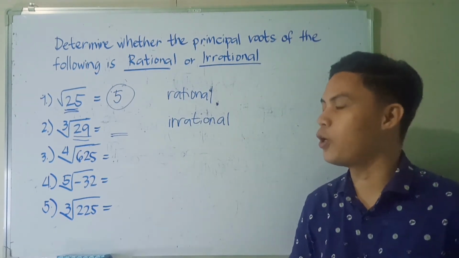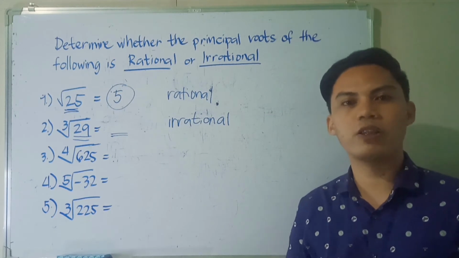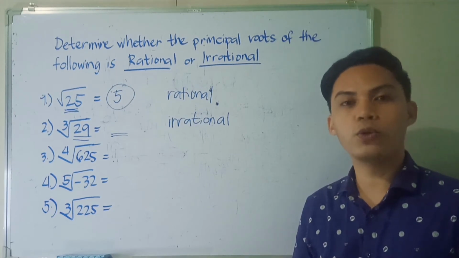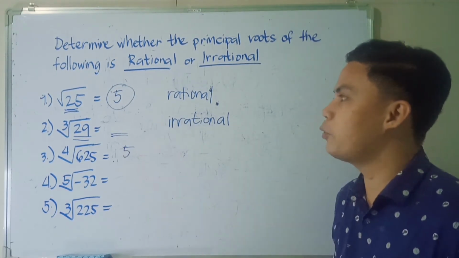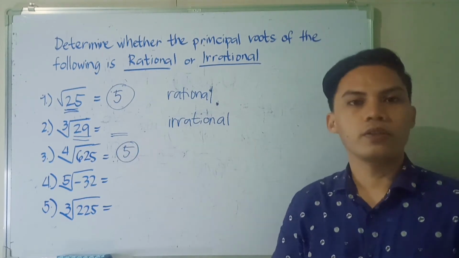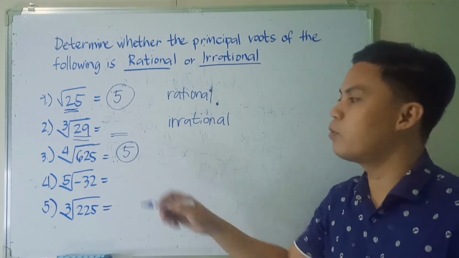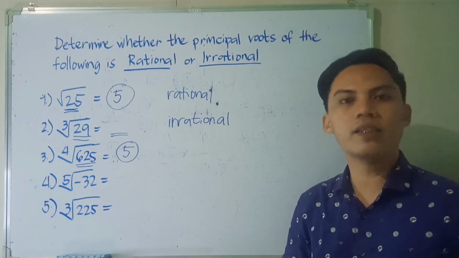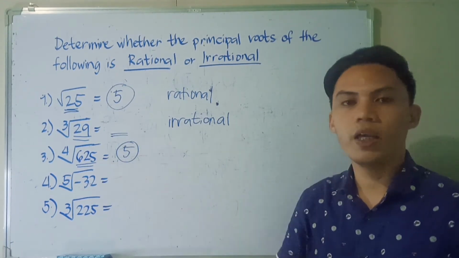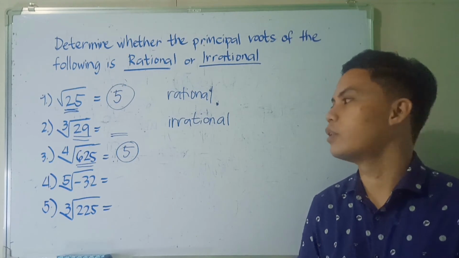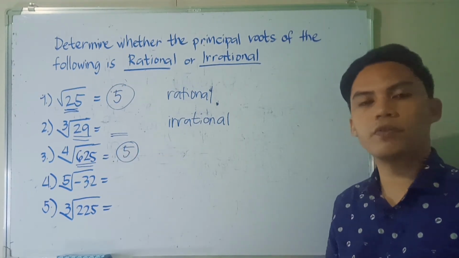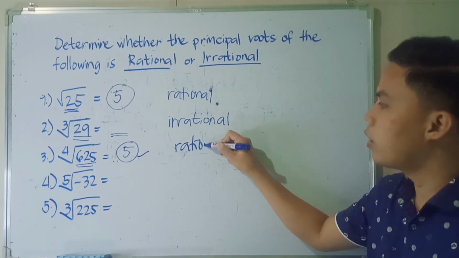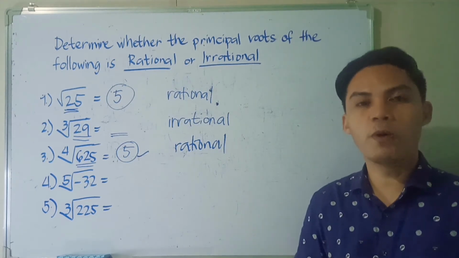Okay, how about number 3? We have fourth root of 625. So, ano yung fourth root ni 625? That is equal to 5. Okay? So, yung principal root niya is 5. Now, since may number na pag imumultiply natin sa kanyang sarili 4 times, makukuha natin yung 625, we can say na yung 625 is a perfect nth power. So, since 625 is a perfect nth power, yung principal root niya will be a rational number.